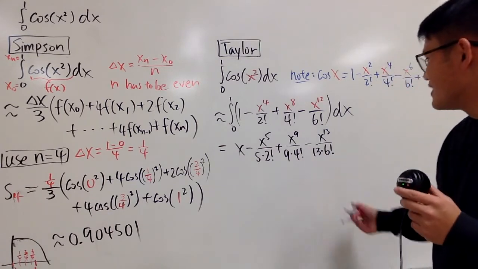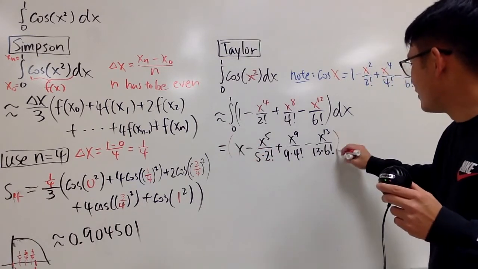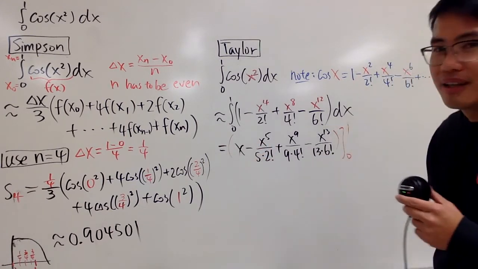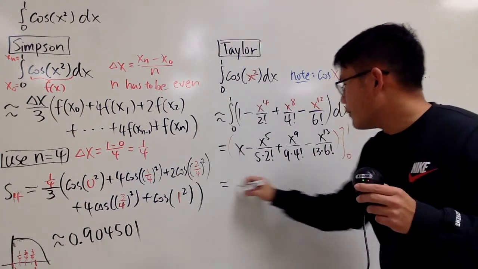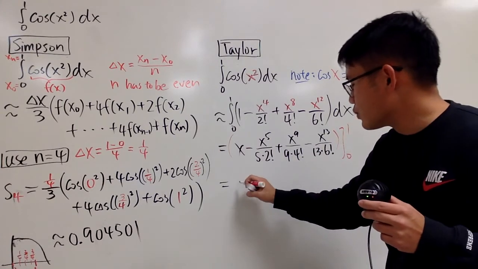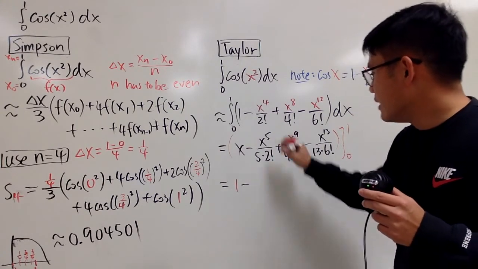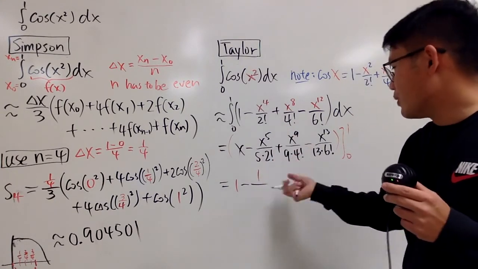Oh my god, life is so easy when we have Taylor to back us up. That's why this is the dad. And then, of course, don't forget, we go from 0 to 1. So when you plug in 1 in here, of course, it's just 1. And then minus, this is just 1. And multiply this out if you want.